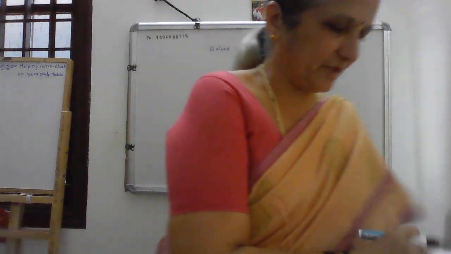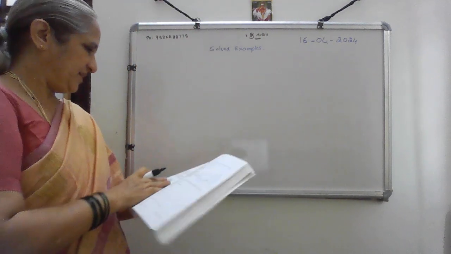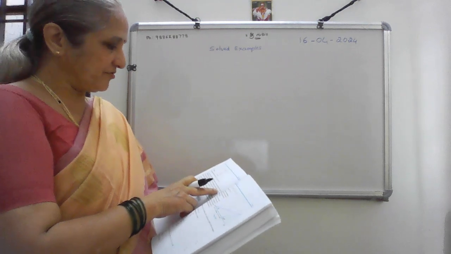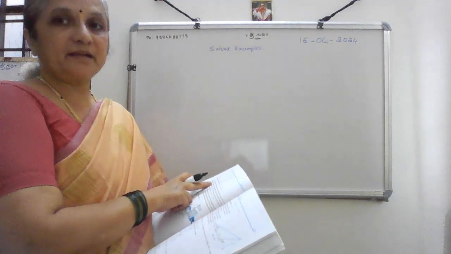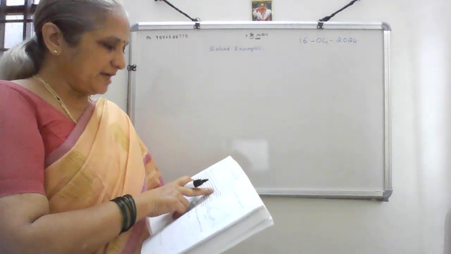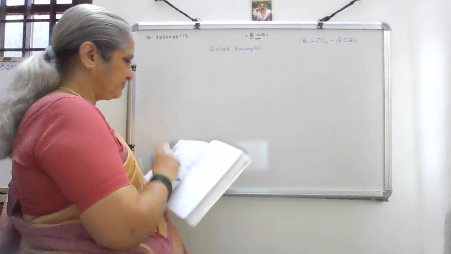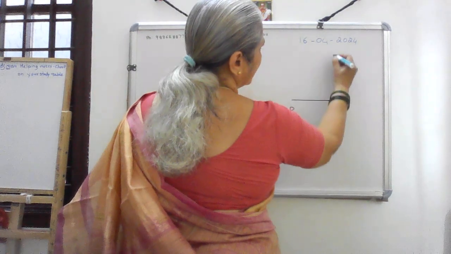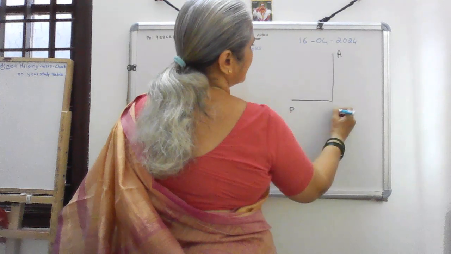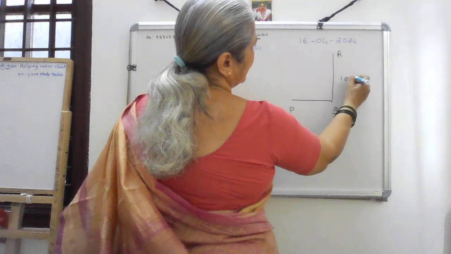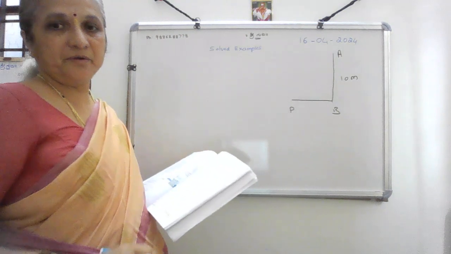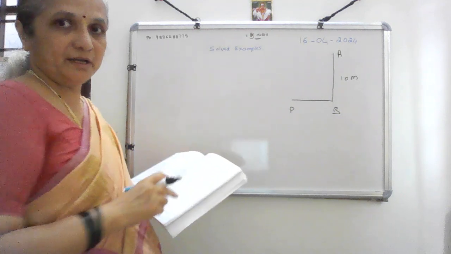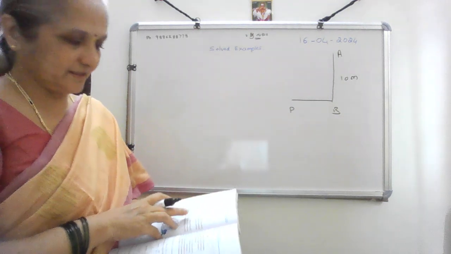Let us go to fourth one. From a point P on the ground, the angle of elevation of the top of a 10-meter tall building is 30 degrees. There is a 10-meter tall building and there is a point P on the ground. Let AB be the building, 10 meter tall. We should be able to draw the figure accordingly by the given facts in the question.